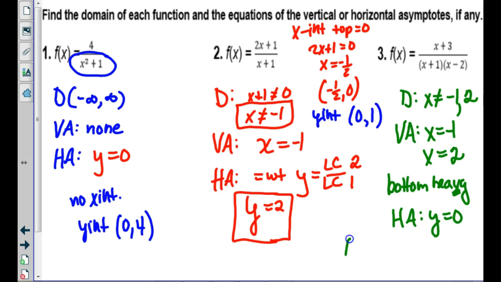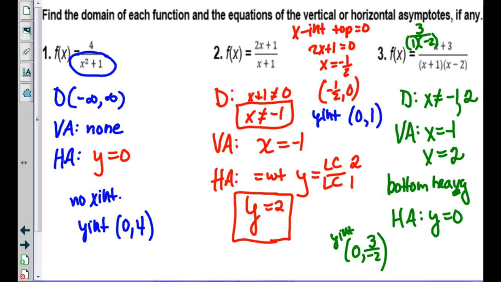All right, if I put in a 0, I'll find the y-intercept. I'd get 3 over what? 3 over 1 times -2, wouldn't I? 0 plus 1 would be 1, 0 minus 2. So 3 over -2, or -3/2.